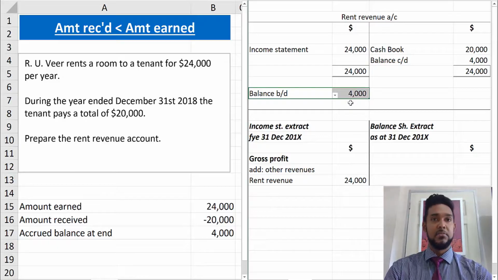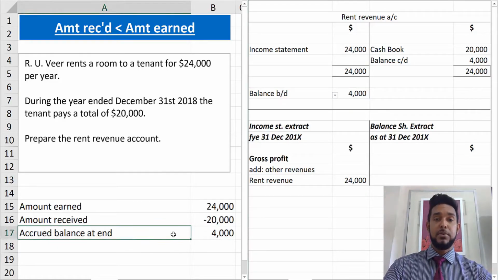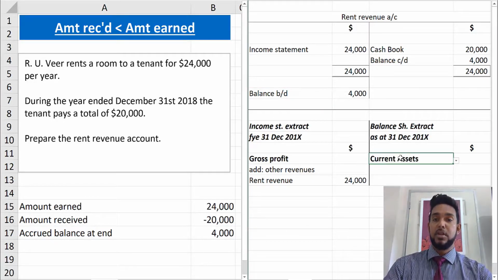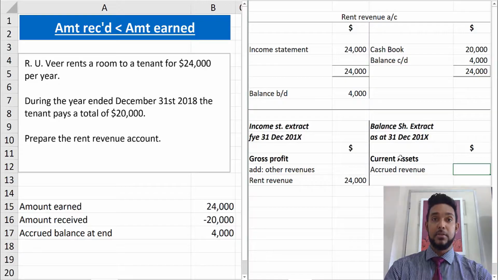Asset or liability? Well, assets have debit balances. And as we said earlier, because the tenant still owes us $4,000, once we are owed money, that is an asset. That's a benefit we can reasonably expect to receive within the foreseeable future, which means we're going to have a current asset section, and that is going to be accrued revenue. So accrued means unpaid or unreceived, right? So that amount is $4,000. Boom. So there you have it.